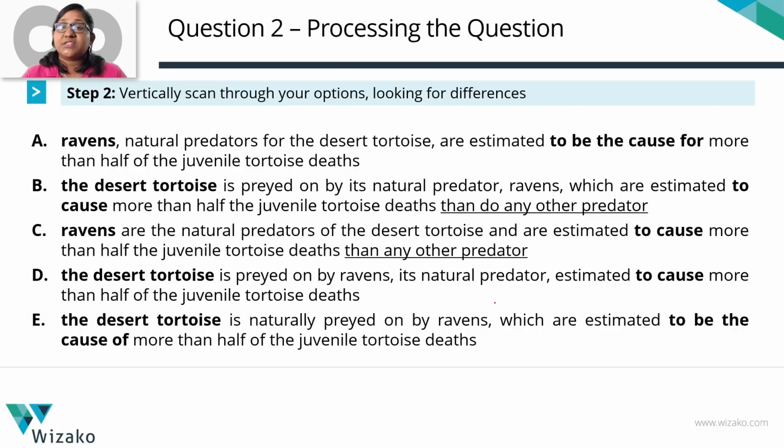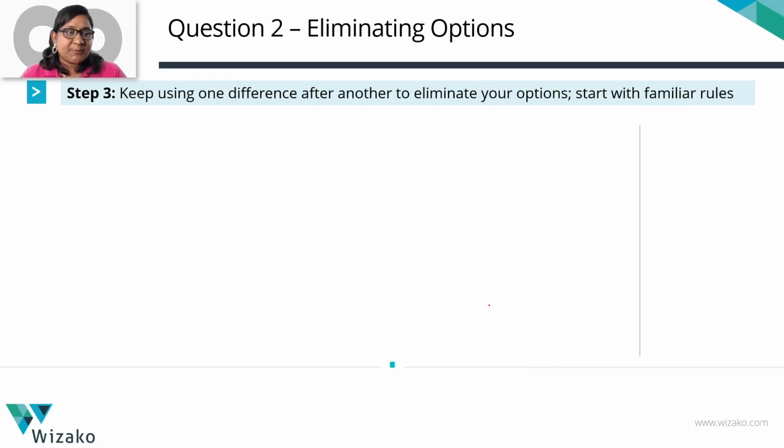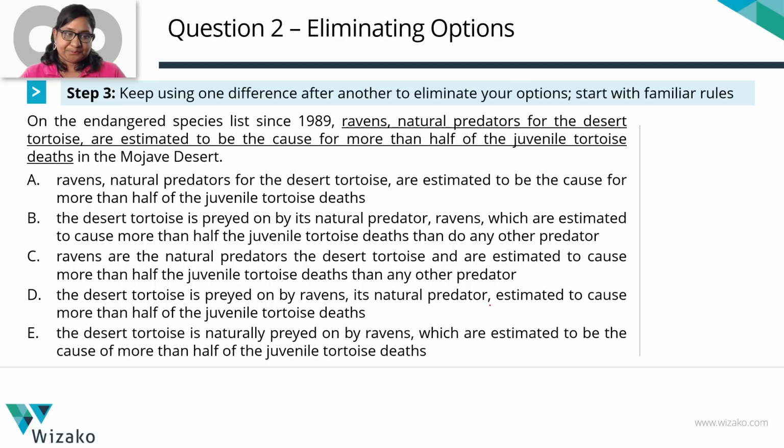There could be other differences. We will come to them once we start eliminating answer options. We'll come to them if necessary, if we are left with more than one option. Alright, let's jump into the process of eliminating our answer options. So let's look at the question and the answer options as well.